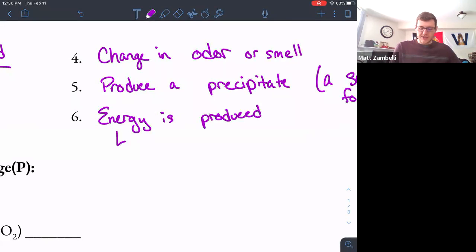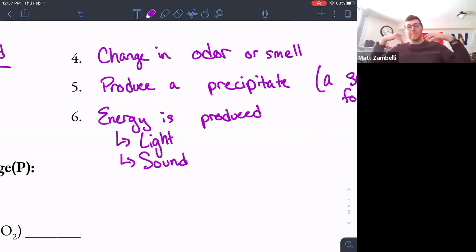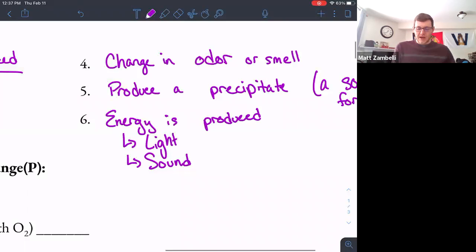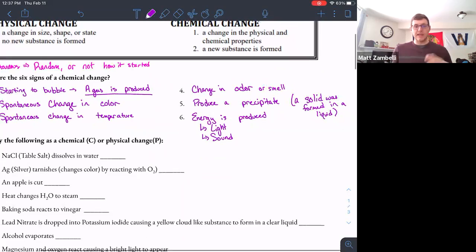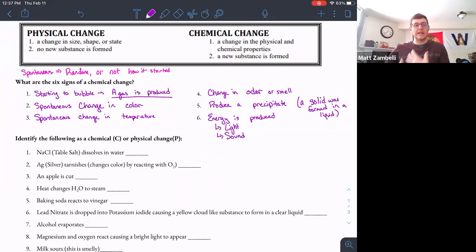And when we talk about energy, we're talking about light, so that explosion, or sound. If you hear like a random pop, that's also something. Like if you hear random noises that wouldn't have been there without those 2 mixing, you know a reaction happened. When you see bright lights going on, you know a reaction was happening. These are going to be our 6 signs that something changed chemically, not just physically. So something new was made.